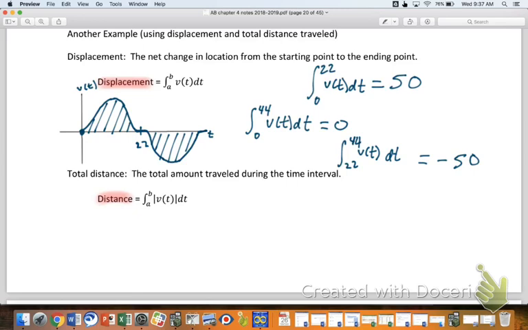Okay, so here's the truth though. If all we said was, hey, Heather's displacement was 0, that tells part of the story, right? But it doesn't tell the whole story, because we all know what she did. She ran down the hall and she ran back. And so displacement tells a little bit of the story, but total distance traveled would tell the other half of the story. So the formula, or the setup for total distance traveled is right down here. It is the definite integral from a to b of the absolute value of v of t.